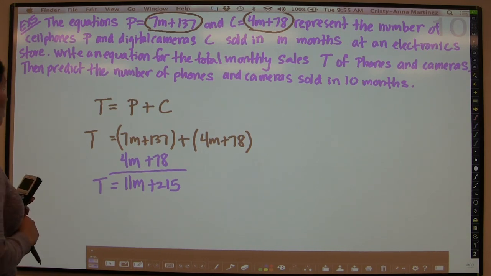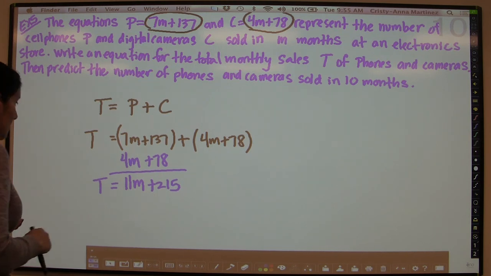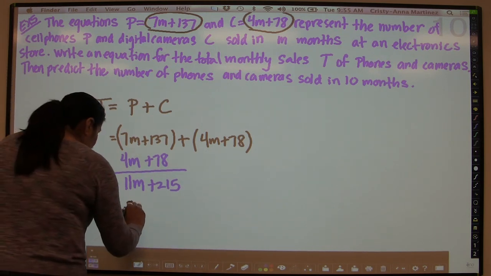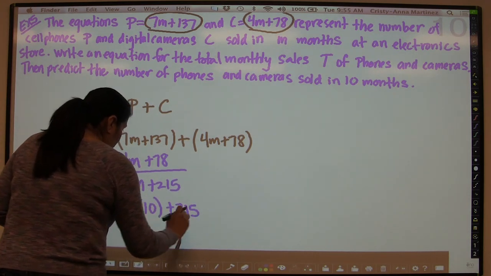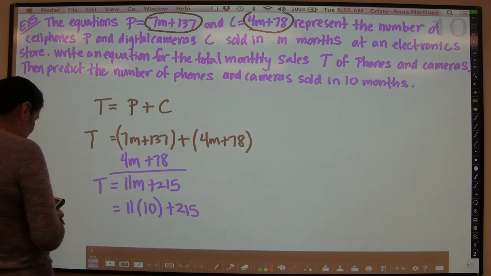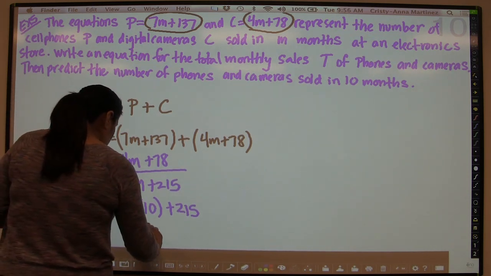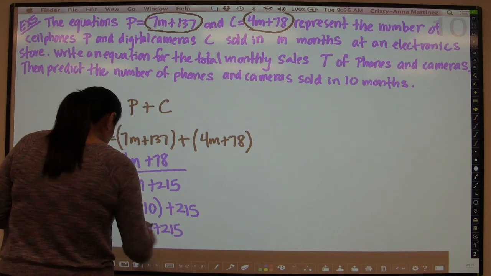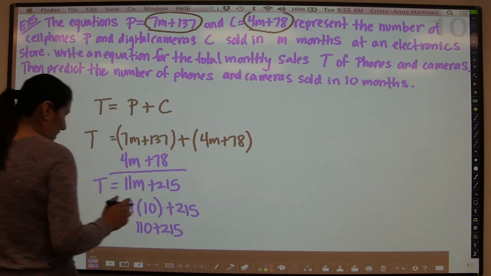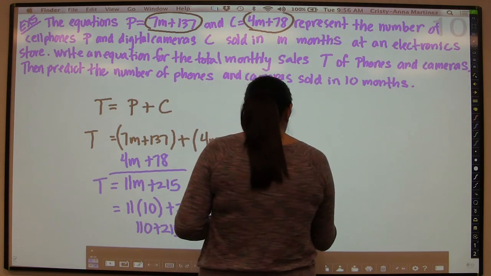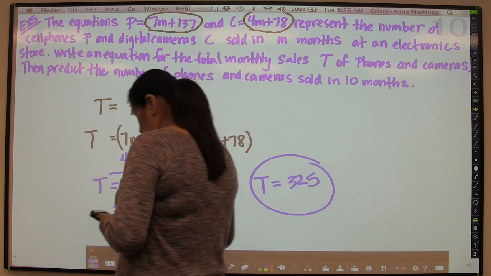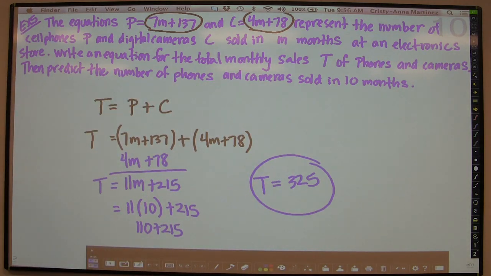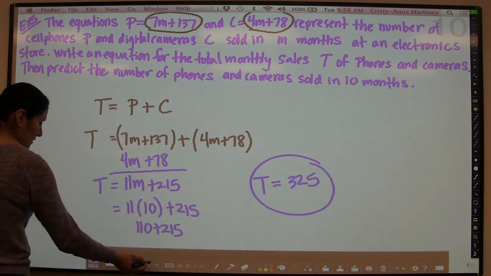And it says they want us to predict how many phones and cameras will be sold in 10 months. That means we're going to replace the m with 10 for 10 months. And then evaluate. So 11 times 10 is 110. And then we're going to add 215 to that. And we're going to end up with total sales of phones and cameras at 325 phones and cameras. All right, in 10 months of sales.